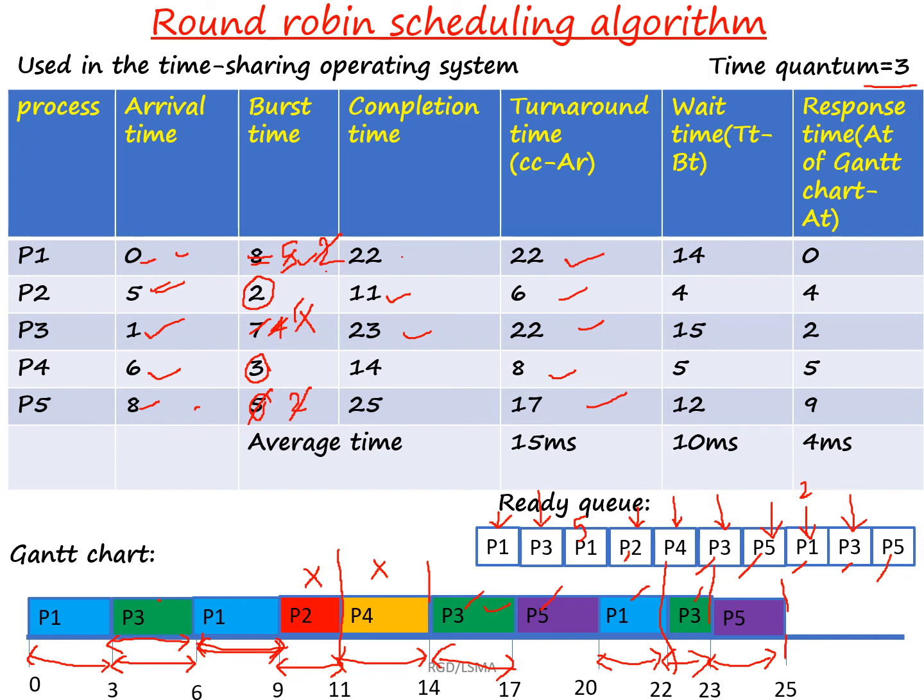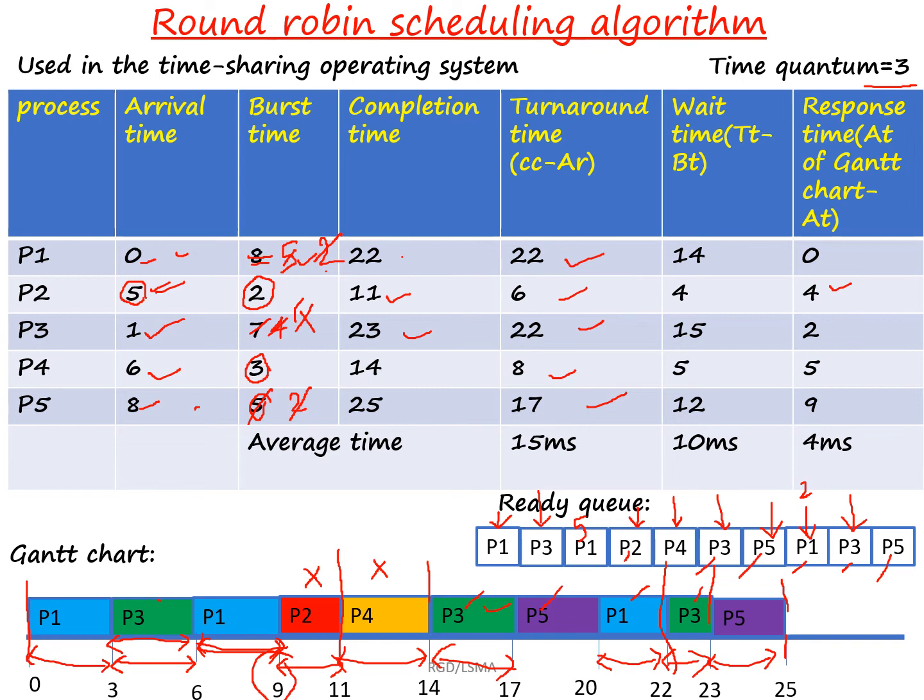After this you can find the response time. The response time is nothing but the arrival time of each process in the Gantt chart minus the arrival time given in the problem. So for the first process, P1, the response time is 0 minus 0, which is 0. Then for the second process, the arrival time in the Gantt chart is 9, but in the problem it is given as 5. So 9 minus 5 gives you 4. Similarly, you can fill up the response time for the remaining processes.